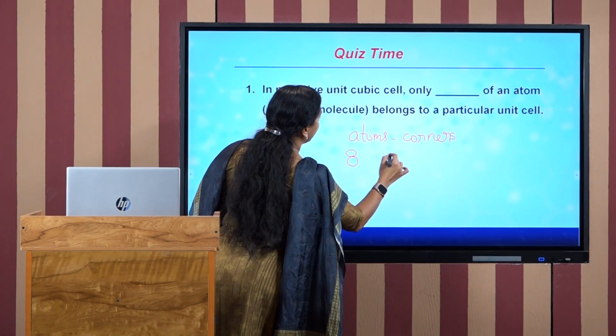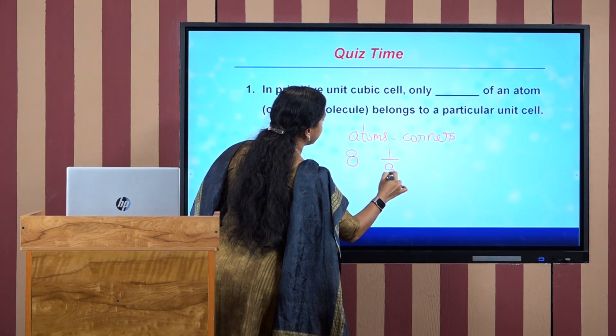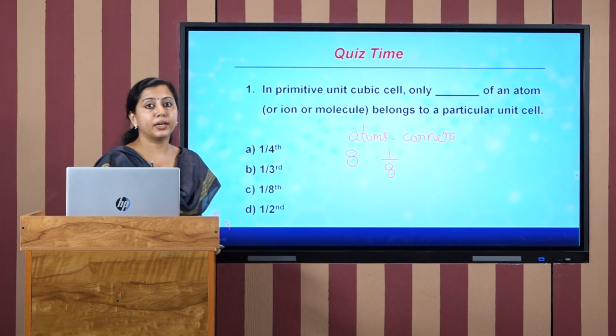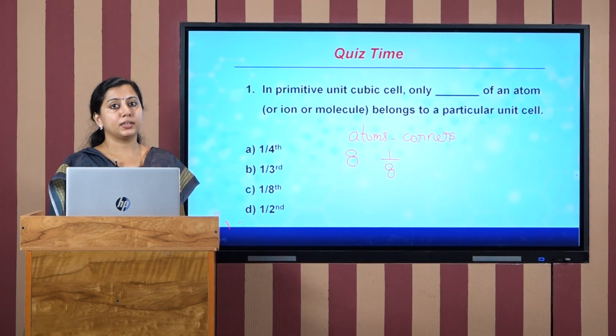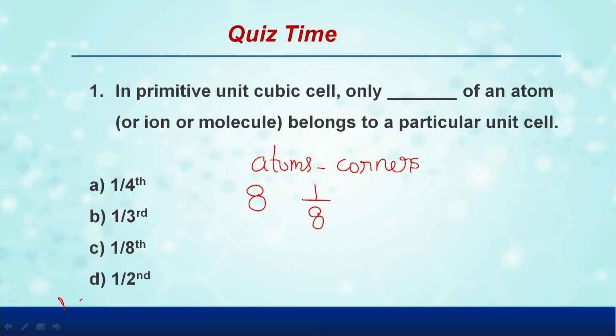and each atom at the corner contributes 1/8 towards the unit cell, since it is shared by adjacent unit cells. So, the contribution of atoms in a primitive unit cubic cell is 1/8. So, the correct option is option C. So, that is 1/8. Contribution is 1/8 towards a unit cell.